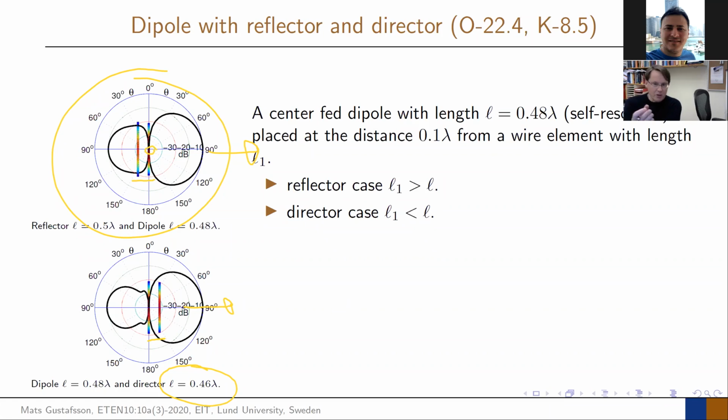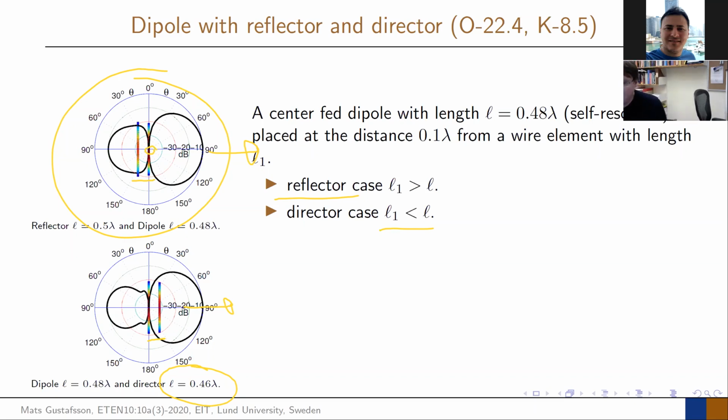So if we put a longer element behind, which is what we call a reflector, it pushes the radiation away from that one. If we put a director, a shorter element, it pushes the radiation in the same direction. And this is the basic principle of the Yagi-Uda antenna. In the Yagi-Uda antenna, this classical TV antenna, we put a reflector behind the driven dipole, and we put directors in front of it. And it gives a lobe in the direction of these directors.